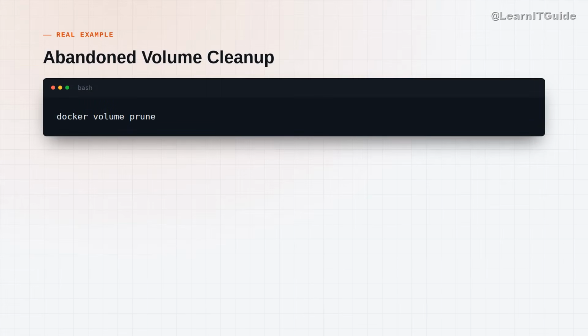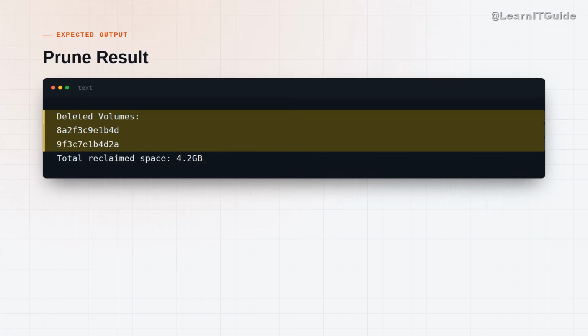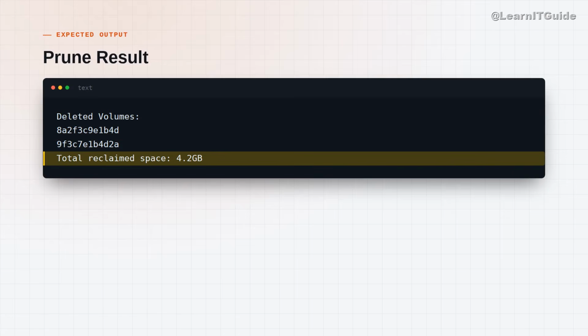Even after you remove your containers, the data volumes often persist. If you delete a database container but forget to add the --rm flag to your command, that volume stays on your disk forever. Run the volume prune command to clear out all volumes not currently attached to any container. Be careful though, as this will delete any data in those unattached volumes. You should see a confirmation list showing which volumes were deleted. Here, we reclaim over 4 gigabytes of space.